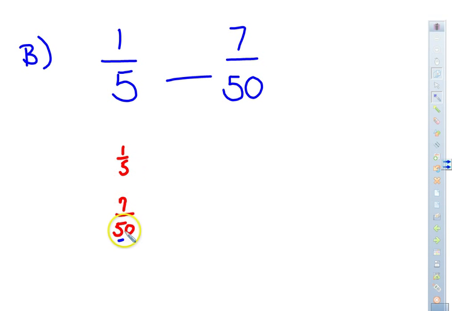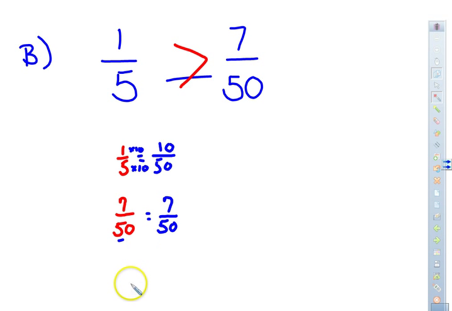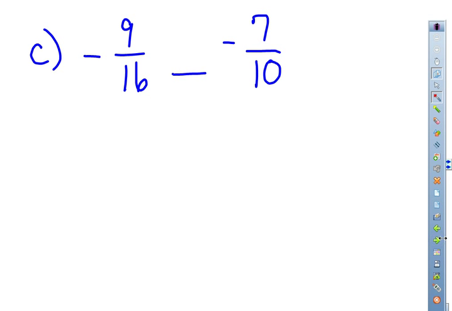And so does 5 go into 50 equally? Yes, it does. Therefore, we're going to leave it 50, and this is going to stay a 7/50. This is going to equal a fraction over 50. So does 5 go into 50 how many times? Well, it's going to go into it 10 times. So 1 times 10 is 10. So you can see now that 10/50 is larger than 7/50. So therefore 1/5 is going to be greater than 7/50. Let's go ahead and see the next one.